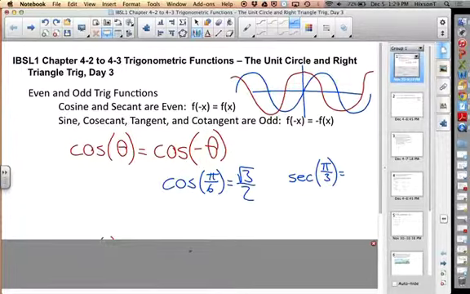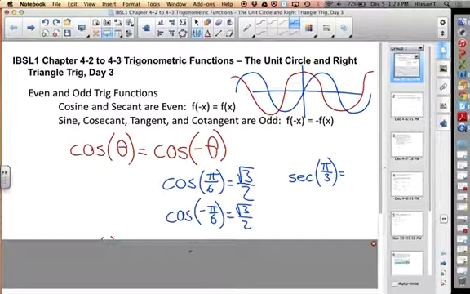So, if that's the cosine of pi over 6, what's the cosine of negative pi over 6? It's root 3 over 2. Which by the way, that's the same thing as 11 pi over 6, which is one of the angles on our unit circle that we're going to look at.